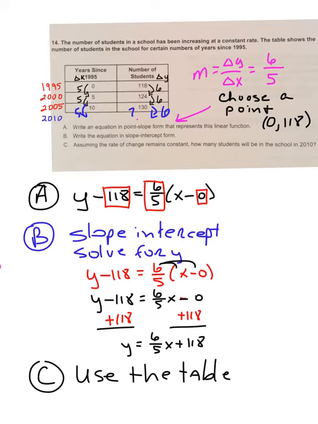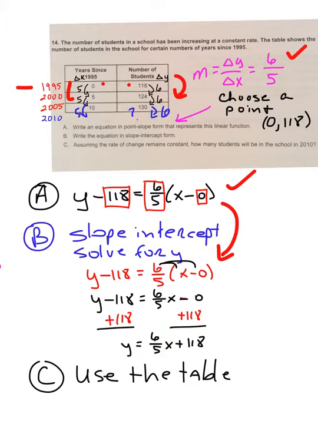On number 14, notice 0 years is the starting point of 1995, and it increases by 5 years. On A, write it in point slope form. Notice I chose the point of 0, 118. My change in y was 6. My change in x was 5, so 6 over 5 was my slope. I just basically plugged it into the point slope form like it asked and left it alone. In B, I took that equation, I distributed the 6/5.